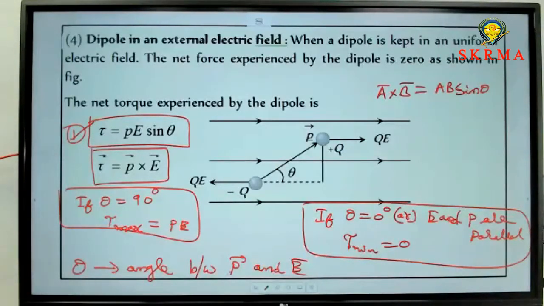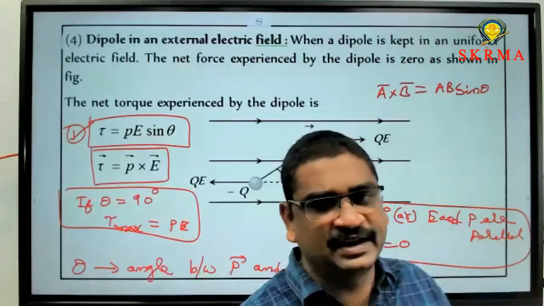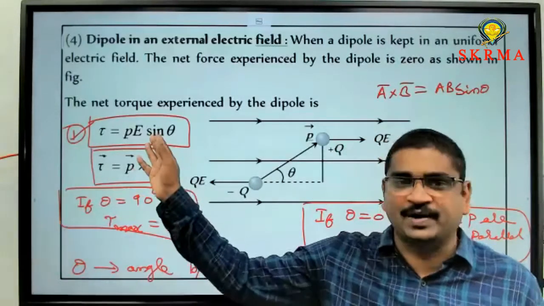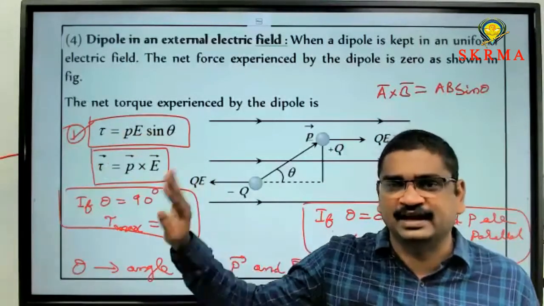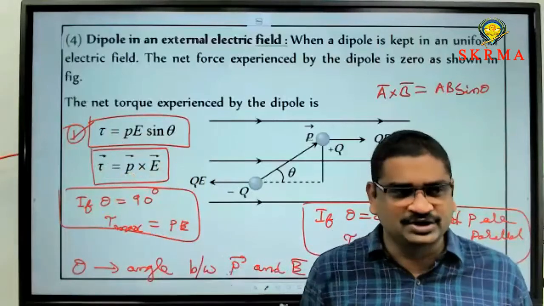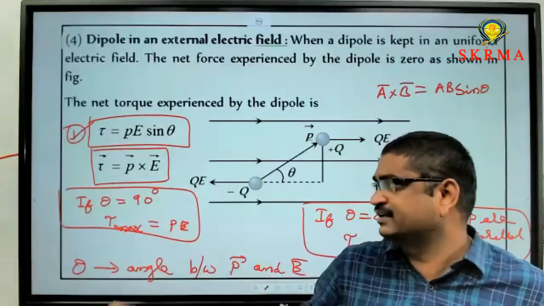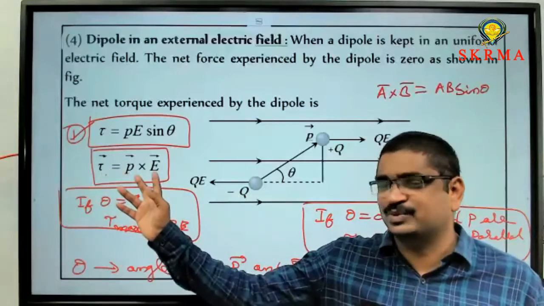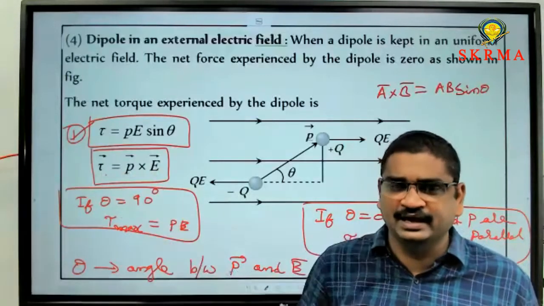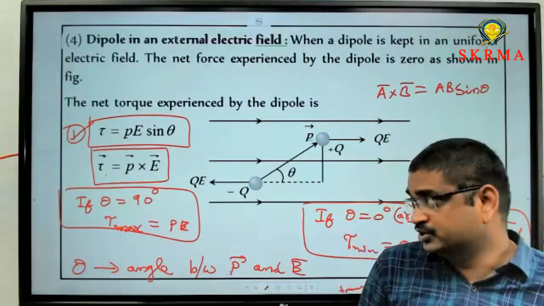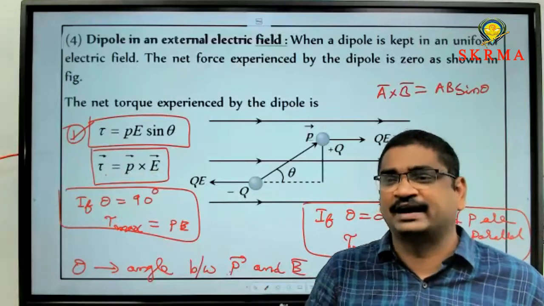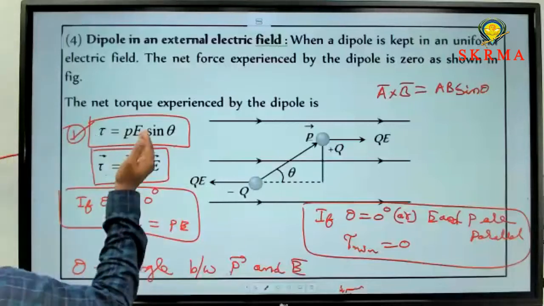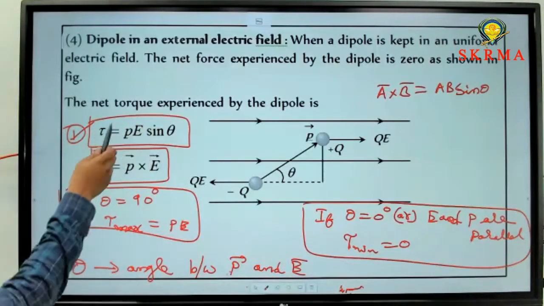So what is the torque acting on a dipole when it is placed in a uniform electric field? Torque acting on a dipole when it is placed in a uniform electric field is PE sin theta. Or if the question is given in terms of vector notation, then we need to take torque as P bar cross E bar. Take the cross product between P and E. If data is given in terms of vector notation, use this one. If magnitudes are given, then use this one.